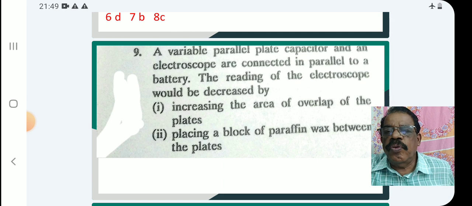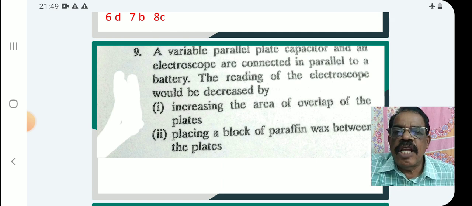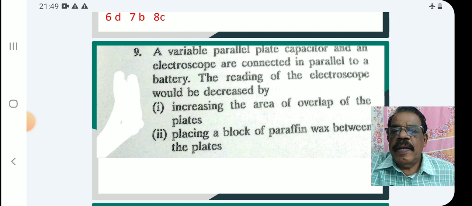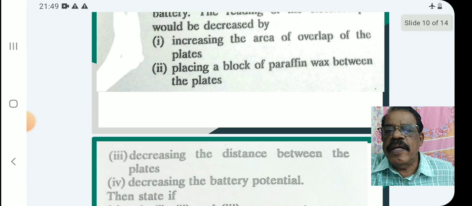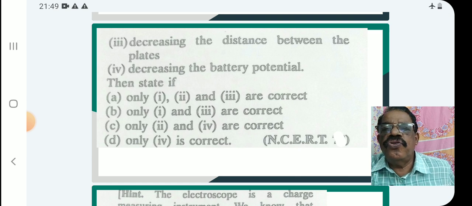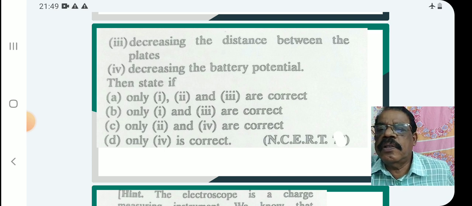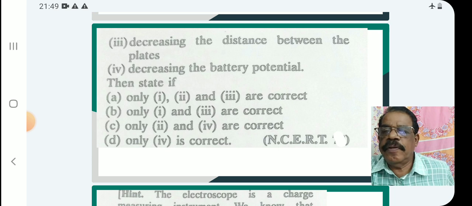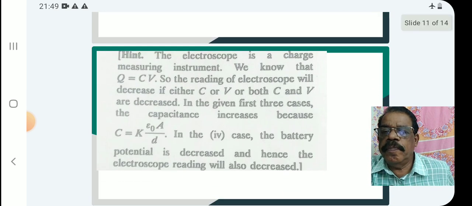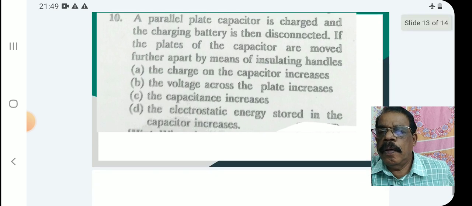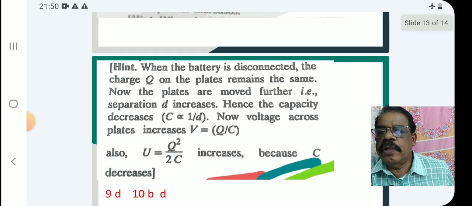The reading of the electroscope would be decreased by: 1, increasing the area of overlap of the plates; 2, placing a block of paraffin wax between the plates; 3, decreasing the distance between the plates; 4, decreasing the battery potential. Then state if A, only 1, 2 and 3 are correct. B, only 1 and 3 are correct. C, only 2 and 4 are correct. D, only 4 is correct. The answer is D. You look here, the answer is 9D.